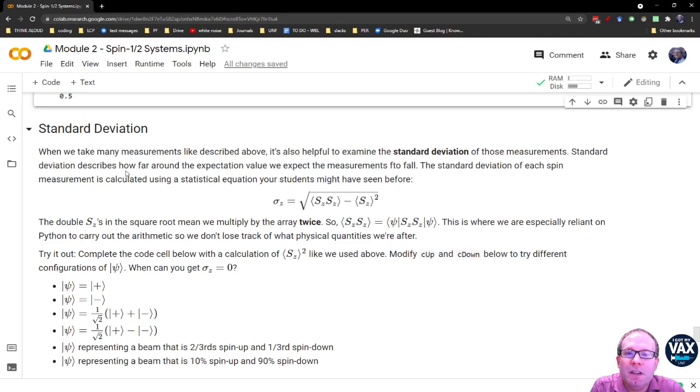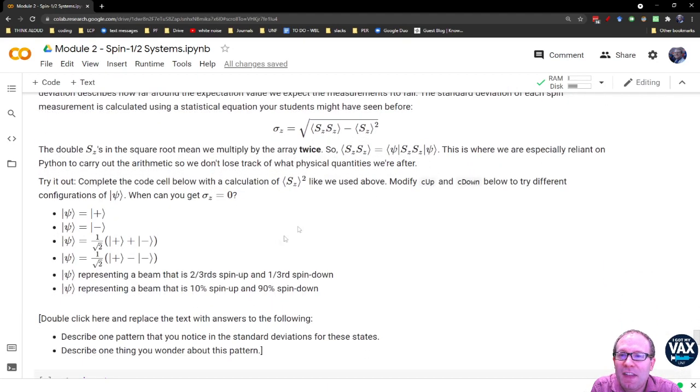The way you get the standard deviation in a measurement, you take that SZ expectation value that you just calculated and you square it. And you subtract that off of this new expectation value. You say, what on earth is going on here? Well, you're multiplying by the SZ twice. Technically, this is SZ squared because you're taking that array, multiplying it by itself. That's another way you can think about it. But the important thing is that this thing is going to have some interesting behavior.